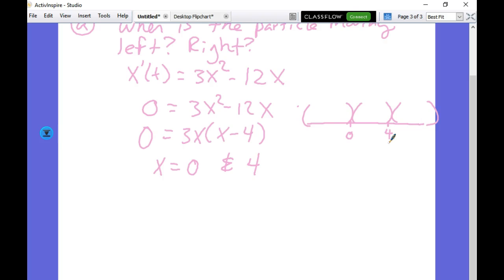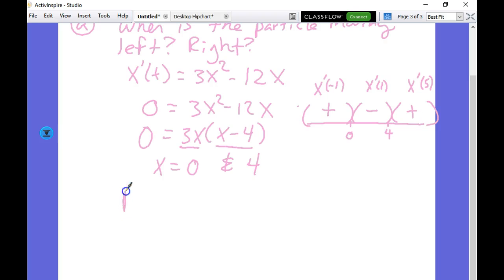So let's find out what x prime of -1 is. If I plug in a -1 here and here, am I going to get a positive or a negative outcome? Negative. If I plug in x prime of 1 here, what will I get? Positive. And how about x prime of 5? Positive. Right.